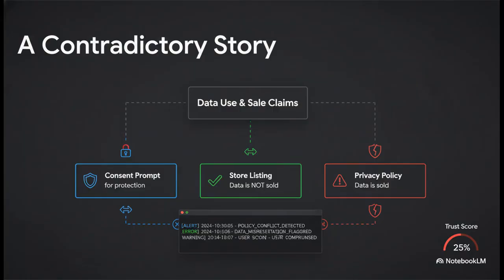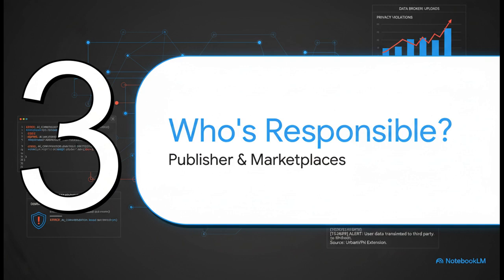So let's just lay out all the contradictions. The consent prompt you see makes it sound like a protection feature. The privacy policy admits the data is sold for marketing analytics. The store listing flat out denies that data is sold to third parties. And to top it off, the policy also confirms that data is shared with an affiliated data broker and business partners. It's a mess. So who is behind all this?